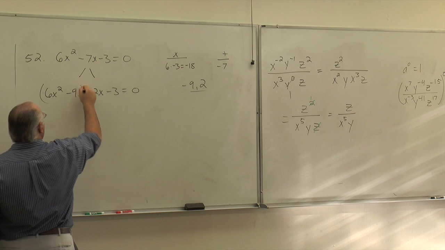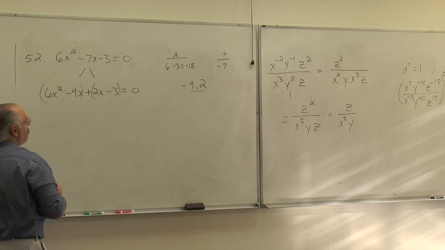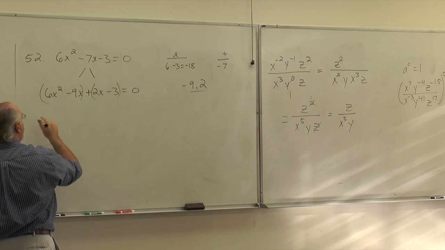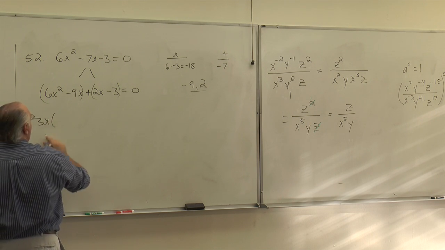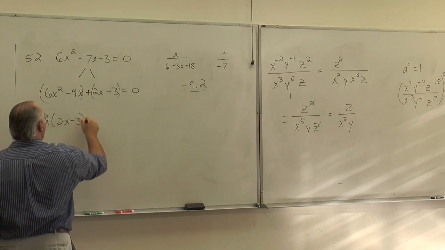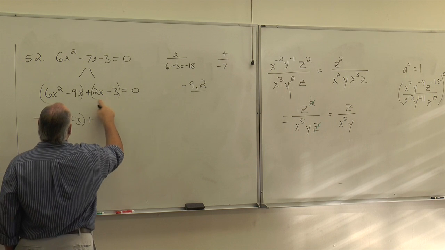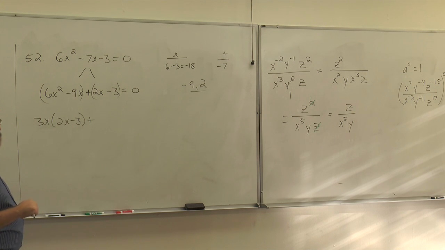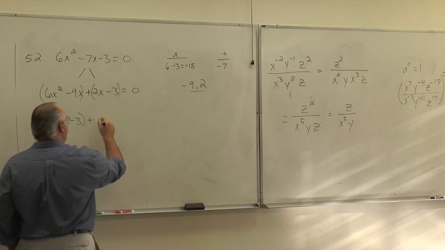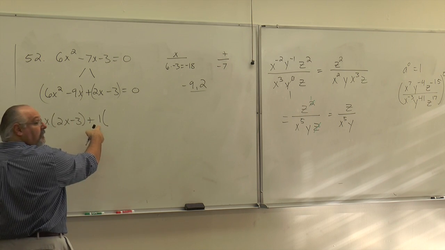We group the first two terms and the last two terms. Here I have a common factor of 3x. I'm left with 2x minus 3. Here, this is a little tricky. What's my common factor there? 1. You're saying, well, there isn't one. That's exactly correct. When you don't see a common factor, by default it becomes 1. But it's important to write it.